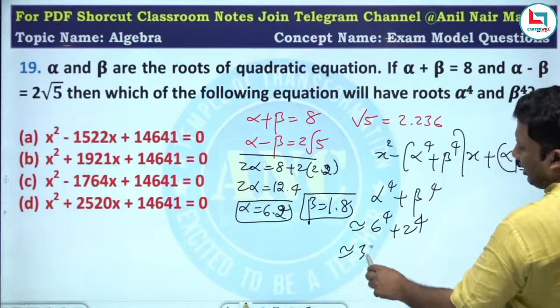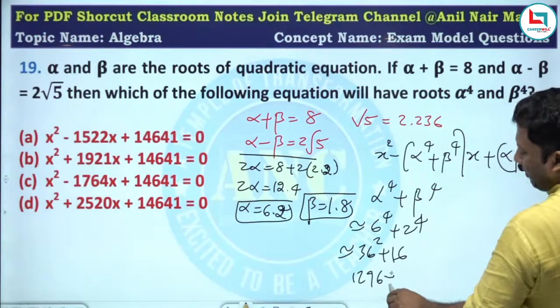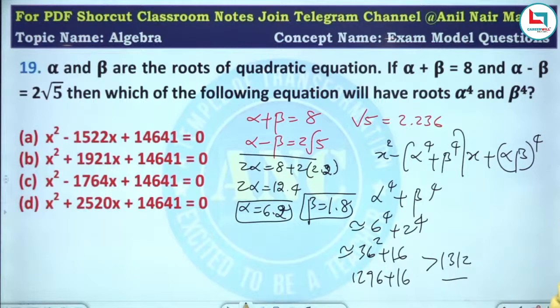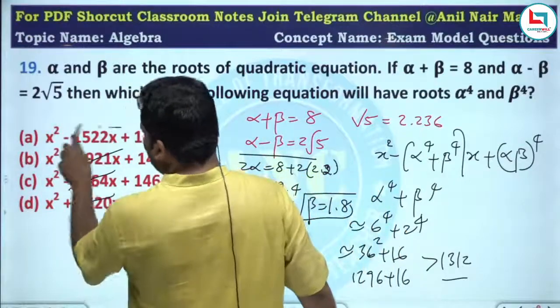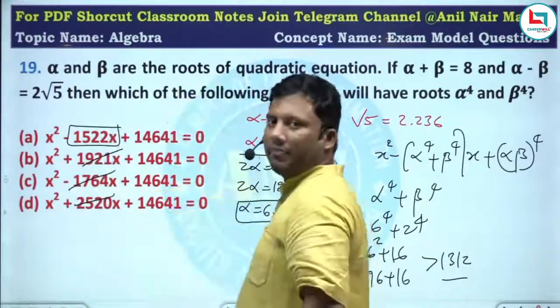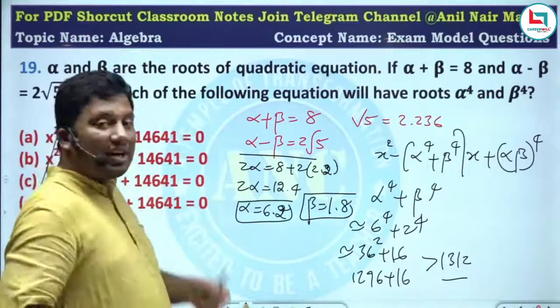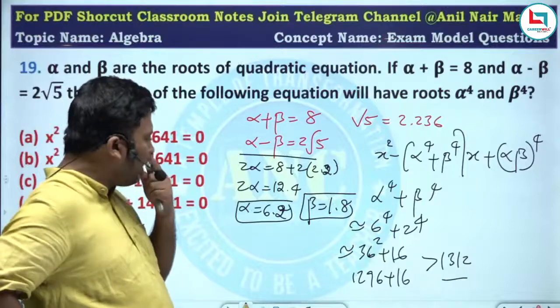It is 36 whole square plus 16. 1296 plus 16, just greater than 1300. Which value is just greater than 1300? Answer is 1522. Over. Directly by using approximation, we will get the answer. You don't need to do alpha square plus beta square whole square and so on.